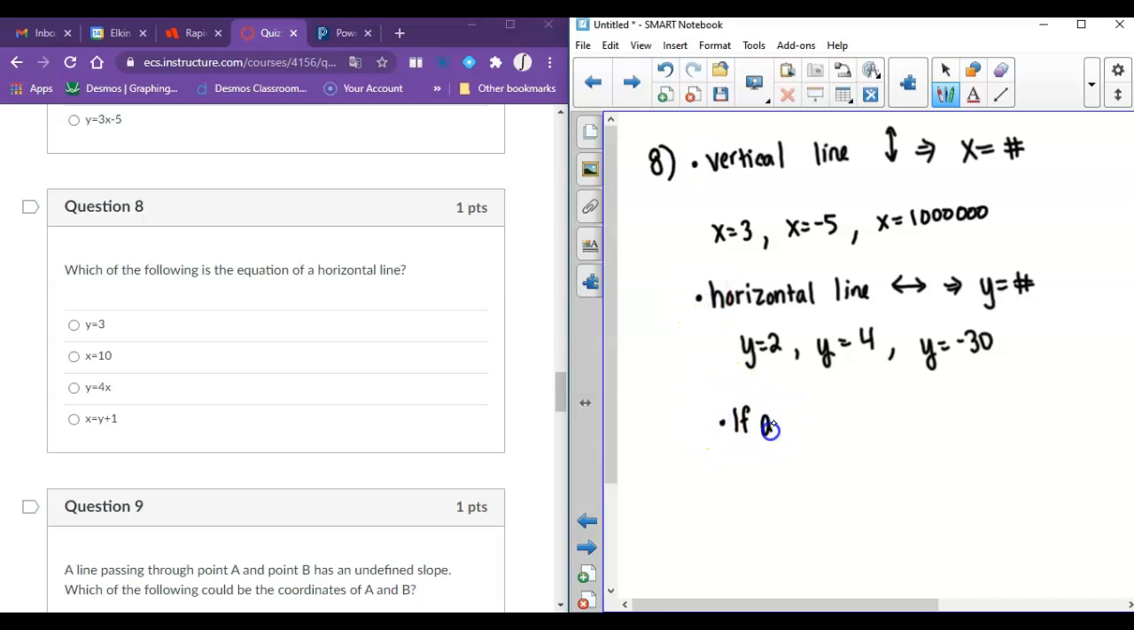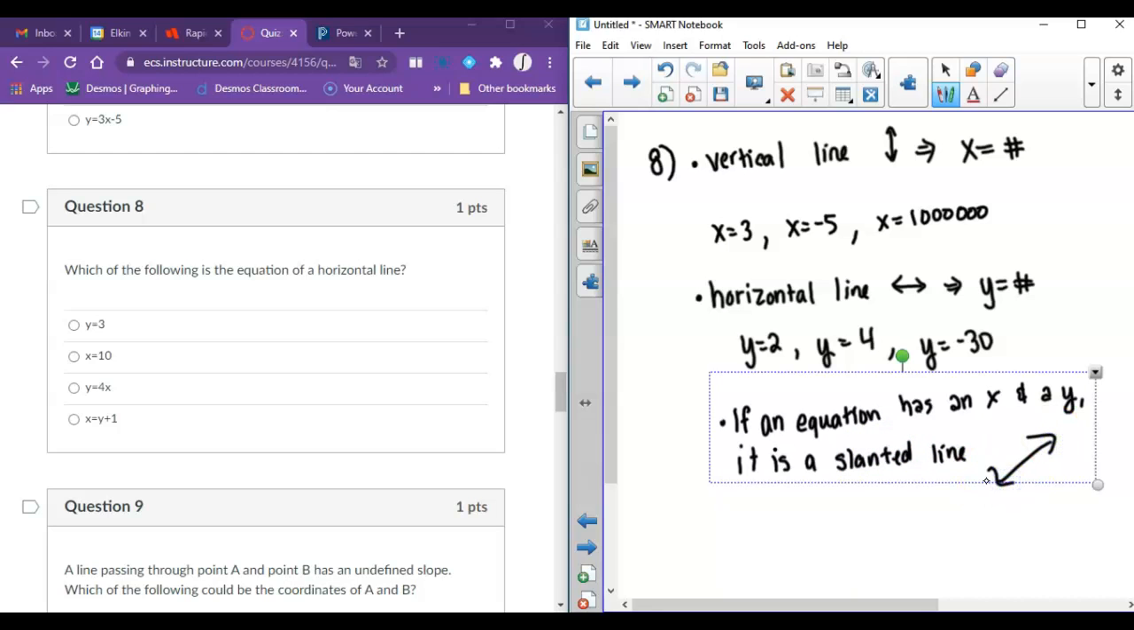If an equation has an x and a y, it is a slanted line like this. So if we look over here, these last two options, y equals 4x and x equals y plus 1, both have an x and a y, so those are slanted lines. Here we've got x equals 10, that is a vertical line, and y equals 3 is our horizontal line.